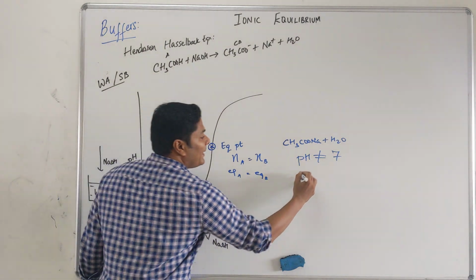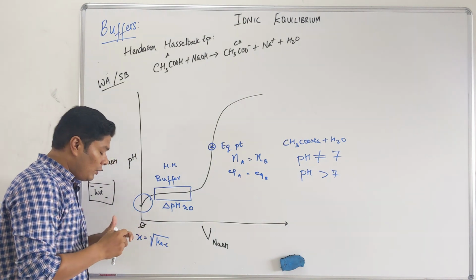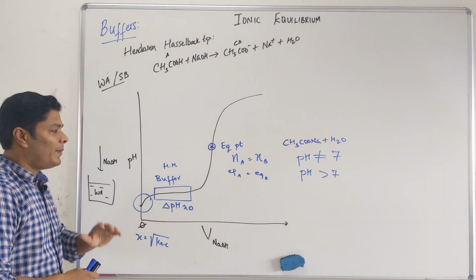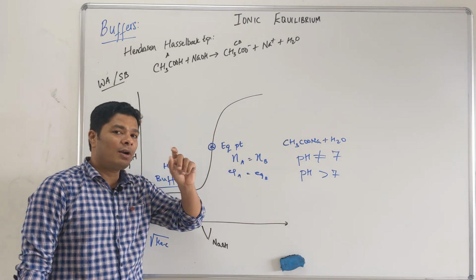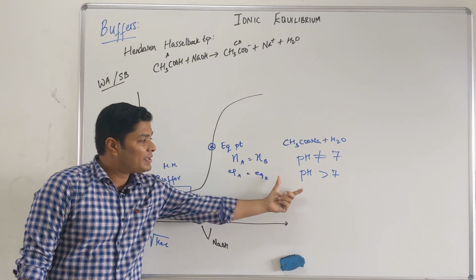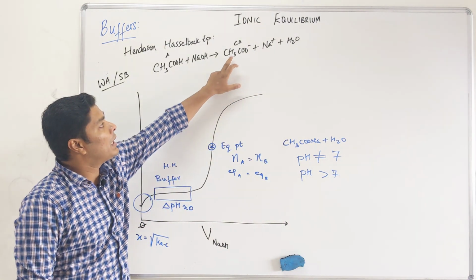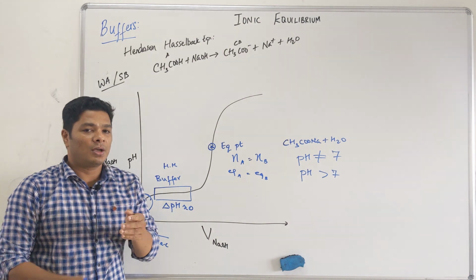Okay, pH will be greater than 7. Now why would the pH be greater than 7? A lot of people will say that's because NaOH is there, but at equivalence point I have not a single molecule of NaOH, it's completely used up. The pH is greater than 7 because acetate is there. So this is where the concept of conjugate is important.